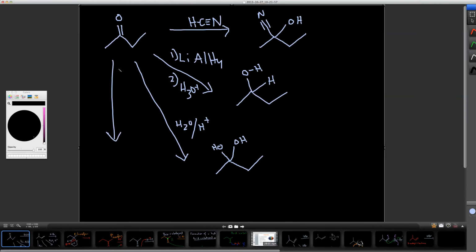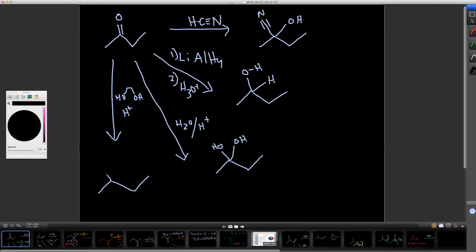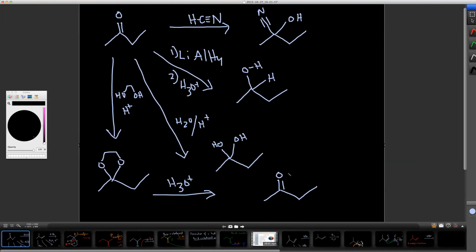And finally, we learned a little bit about protecting groups, where we added ethylene glycol with an acid catalyst to afford an acetal, which can come off of this reversibly. So if I were to add H3O+, I would get 2-butanone back again. So this serves as a nice introduction to addition reactions. This week in class, we will begin to master stereochemistry.